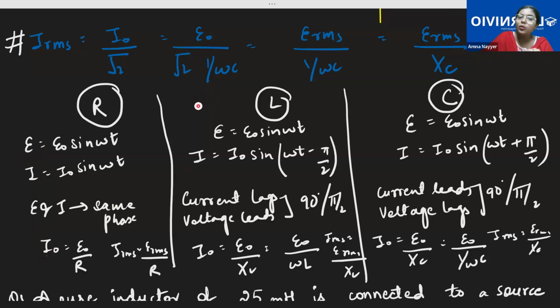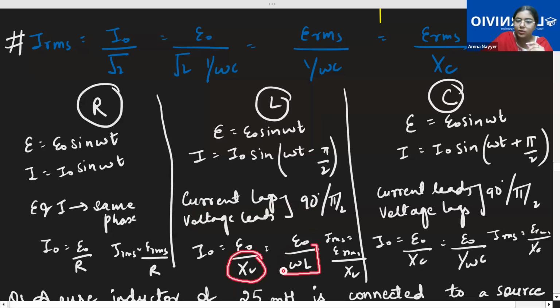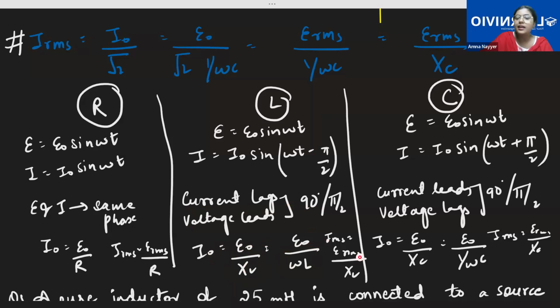Then the circuit having only the inductor. So E is equal to E naught sine omega t, and I is equal to I naught sine (omega t minus pi by 2). Anyways, this shows that current lags by 90 degrees, voltage leads by 90 degrees. And here the resistance that we get is XL, whose value is omega L. So I naught is equal to E naught divided by XL, I RMS is equal to E RMS divided by XL.